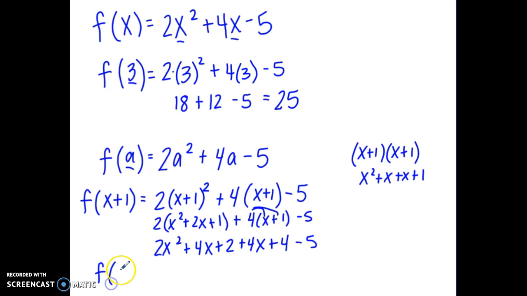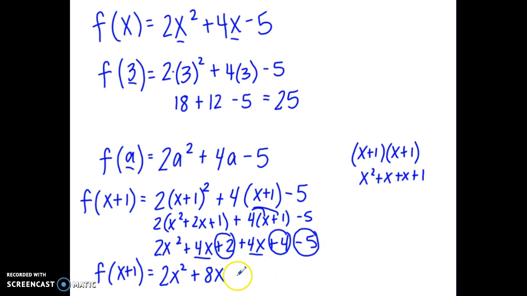So f of the quantity x plus 1 equals 2x squared. I have a positive 4x and another positive 4x, so plus 8x. And then I have a plus 2 plus 4, so that's plus 6, and then minus 5. 6 minus 5 is going to be plus 1. And that ends up being your final answer. So 2x squared plus 8x plus 1 is the function f evaluated at the expression x plus 1.